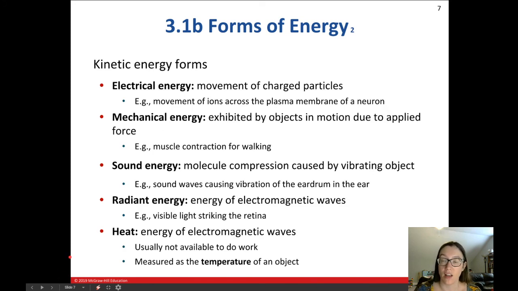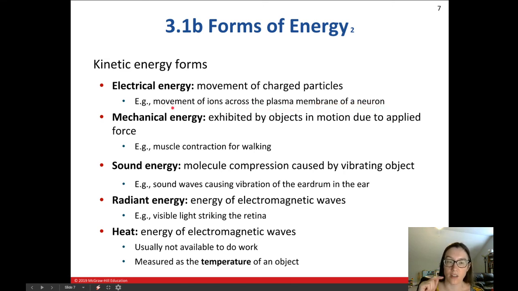So now we have a lot of kinetic energy forms in our body too, and I'm going to go over these pretty quickly. They're a little bit more self-explanatory, I think, although this first one here is pretty important. We do have electrical energy moving through our body all the time. Electrical energy is basically the movement of charged particles, especially the movement of ions. So the movement of ions across the plasma membrane of a neuron is a type of electrical energy.